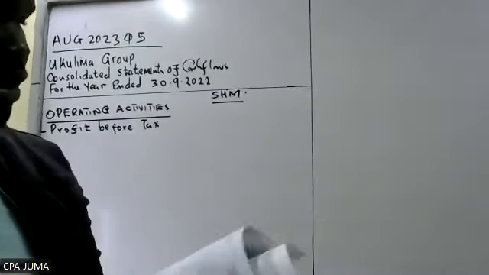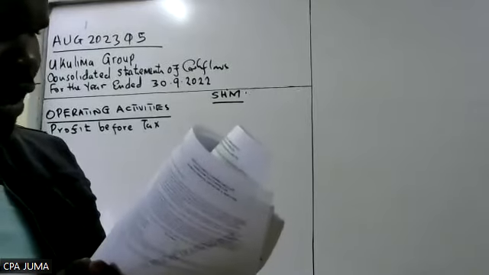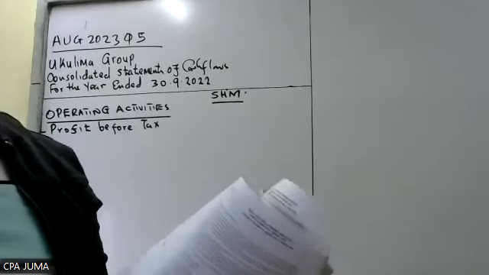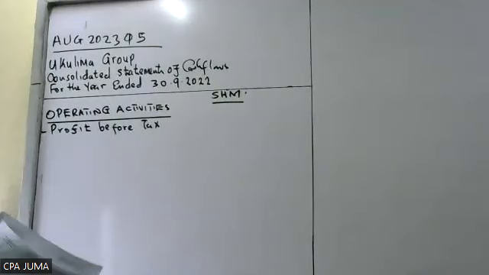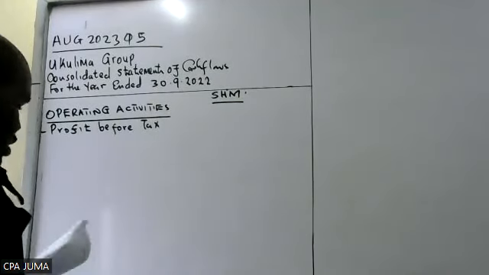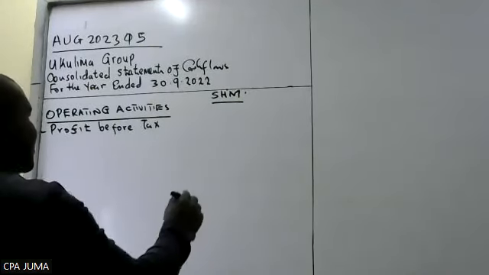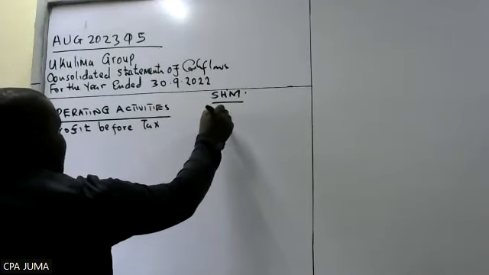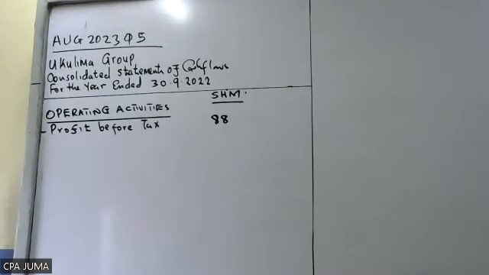Allow me to check as well. Profit before tax. Yes, it is 88. So you only tick already. You already make a tick. So that is 88.